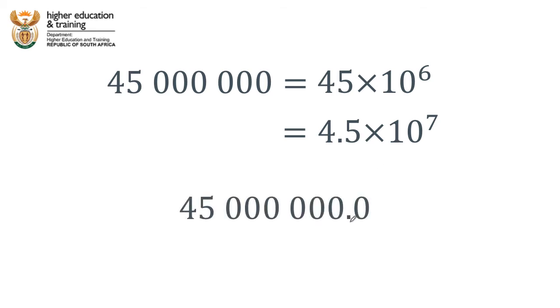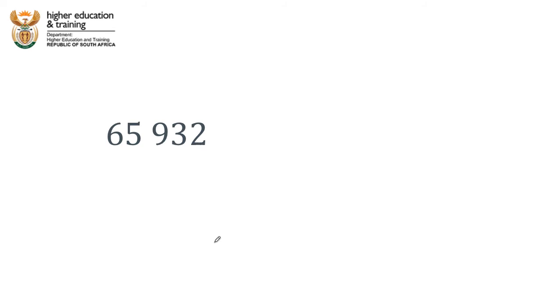But let's do the moving of the decimal point and see if we come to the same conclusions. Well, let's move the decimal point one place, two places, three places, four, five, six. Well, now we've got 45 times 10 to the power 6. One more place, we've got 4.5 times 10 to the power 7. Let's have a look at this example.